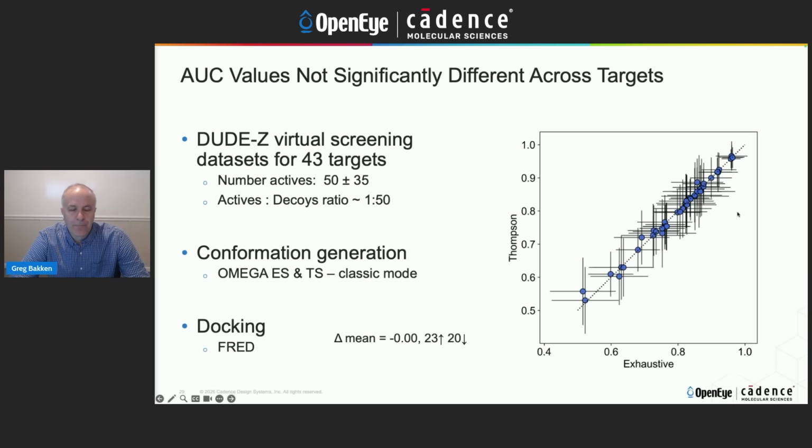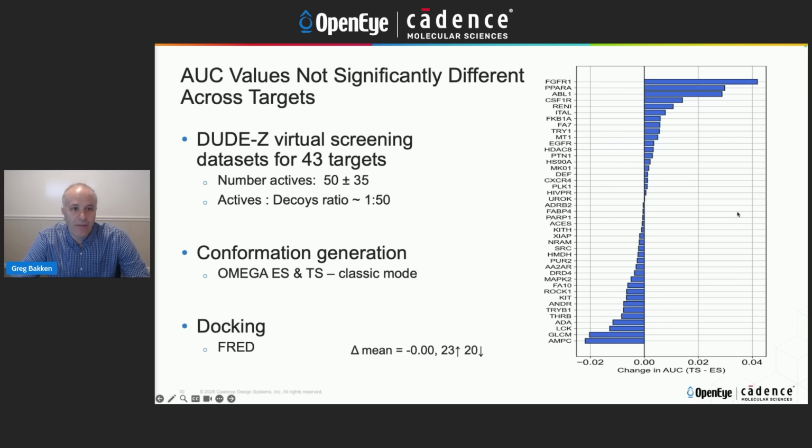And what we can see here across the 43 targets is there's no difference in the average AUC value between Thompson sampling and exhaustive sampling. And if we look at the plot that's comparing the values, we can see that the majority of the points are right on that parity line.